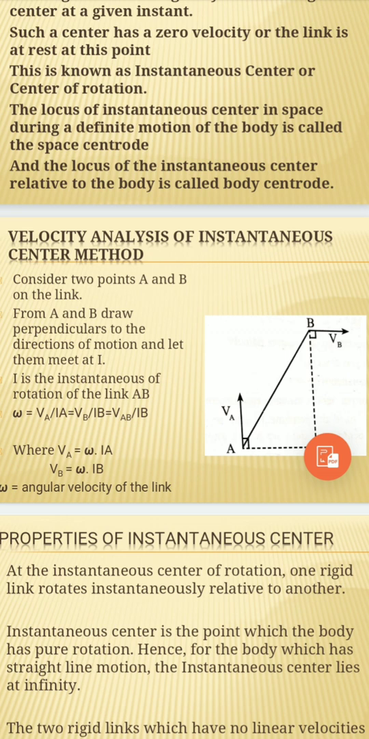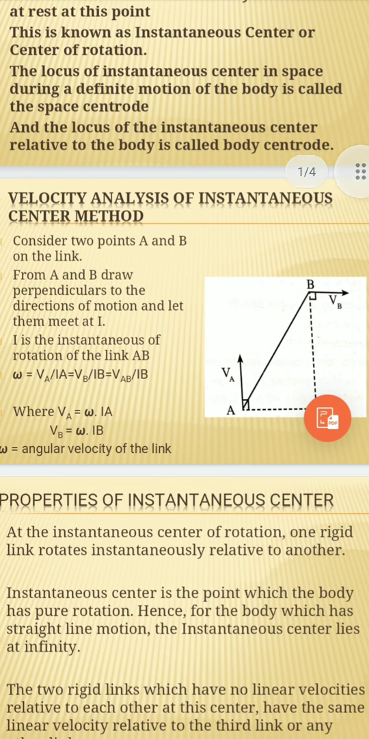If you look at the point A, the velocity of the point A is VA, and the velocity of the point B is VB, with the directions shown in the figure. From these velocity directions, draw the perpendiculars, and these two meet at a point which is known as the instantaneous center. Where I is the instantaneous center of rotation of the link AB. That means the link AB is assumed to be rotating about the instantaneous center I.